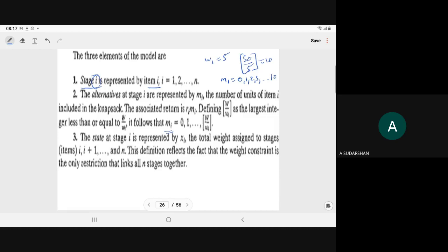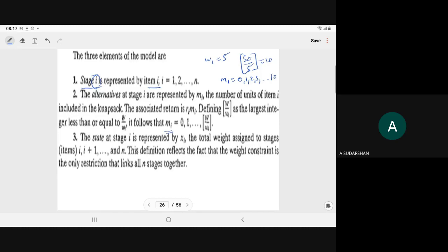Sir, in the previous part, I had a doubt. At each stage, we have to update capital W, right? Yes. Capital W is fixed. You do not have to update that. You have to update the state. Whatever concept you presently have in your mind, that is the state. W you have to fix.